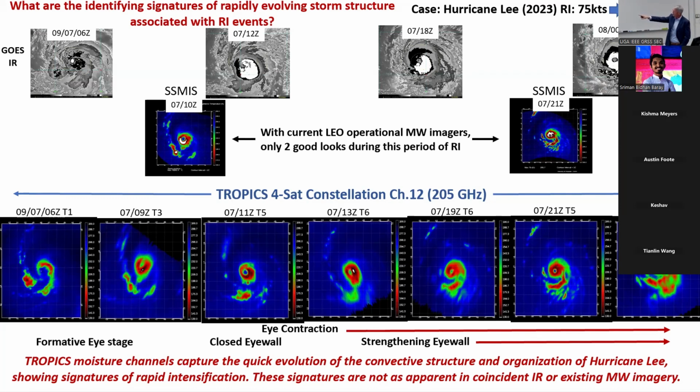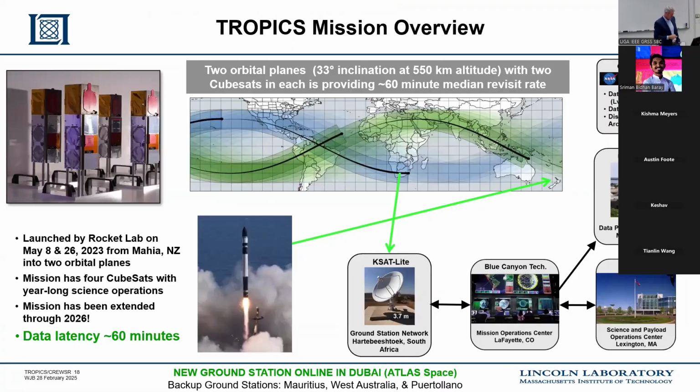So here's TROPICS, right? If I overlay the TROPICS constellation, we're getting much more rapid revisits of the cyclone, and we can see the evolution of the eye and the rain bands. This is the information that we need to try to improve the forecasting of the storm. So that's what we're trying to do.